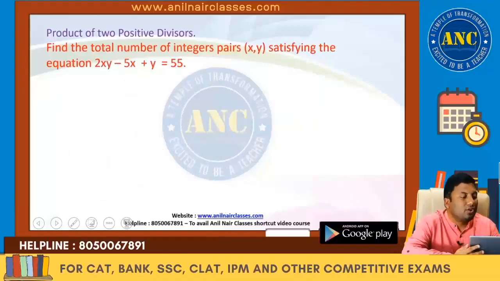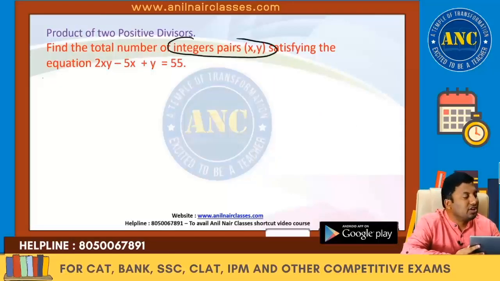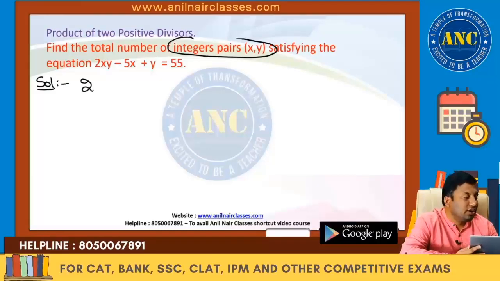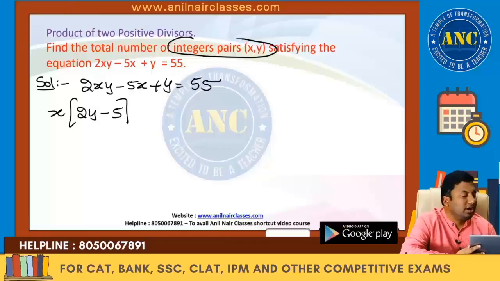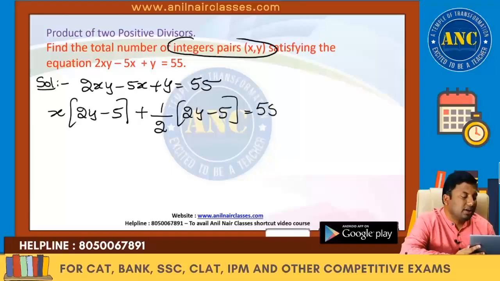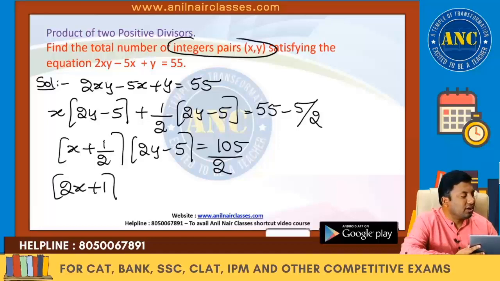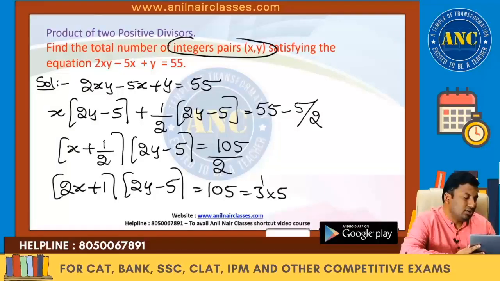Now another question. Find the total number of integral pairs satisfying the equation 2xy - 5x + y = 55. The degree of the equation is 2. If I take x common, I get x(2y - 5), but I got only y, so what I will do is take half of 2y - 5. Half of 2y is y. It is nothing but 55 - 5/2. So (x + 1/2)(2y - 5) = 105/2. So this is nothing but (2x + 1)(2y - 5), the 2s cancel, it is 105. 105 is 3 into 5 into 7.